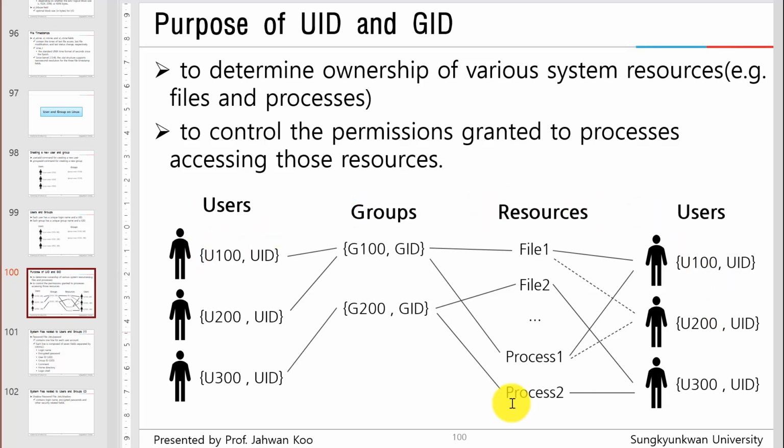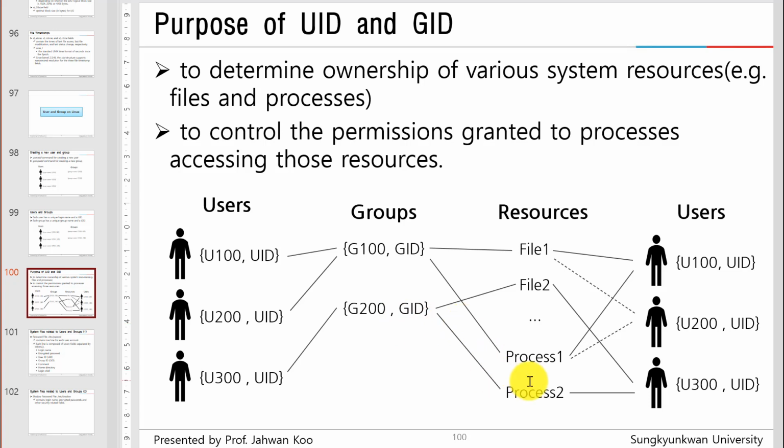This picture shows 3 relationships. The first one is the relationship between users and groups. The second one is the relationship between groups and resources. The third one is the relationship between resources and users. User U100 and U200 belong to group G100. User U300 belongs to group G200.